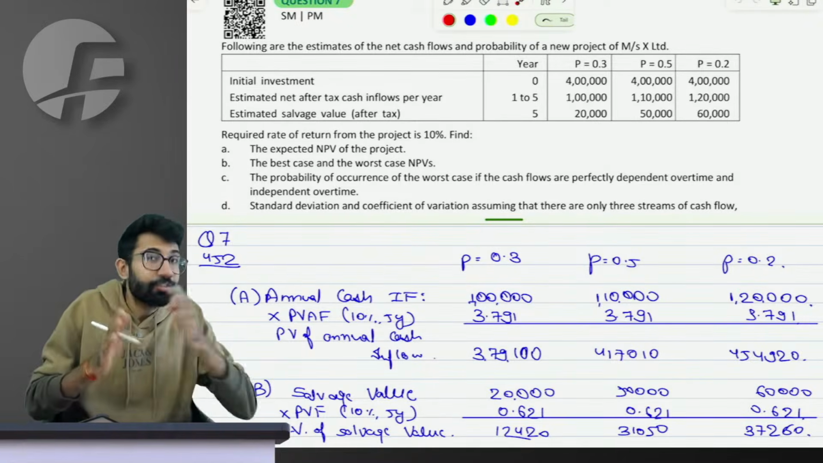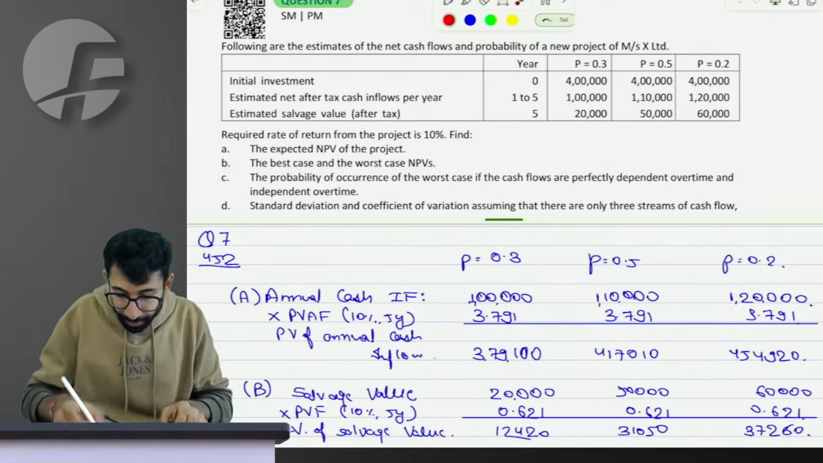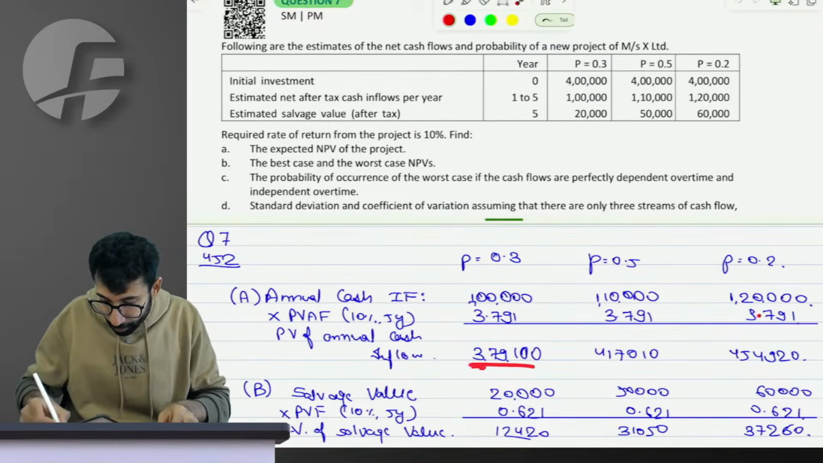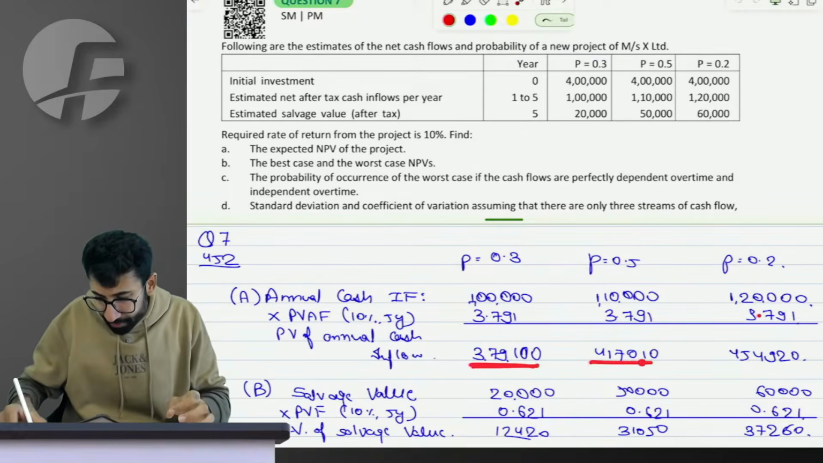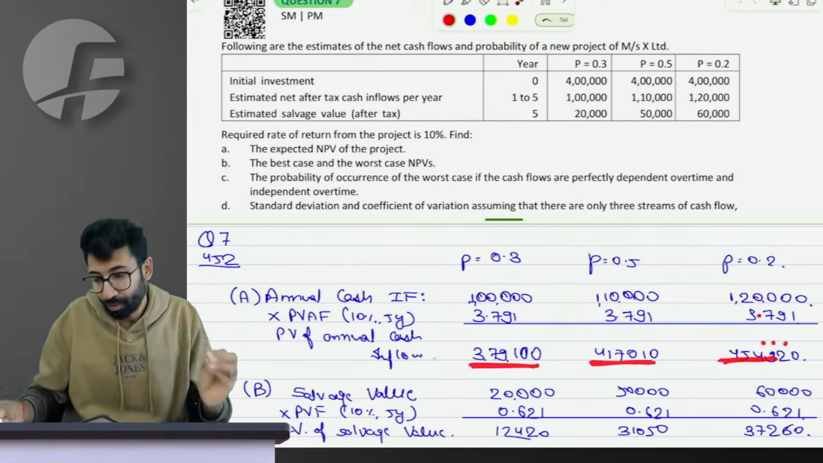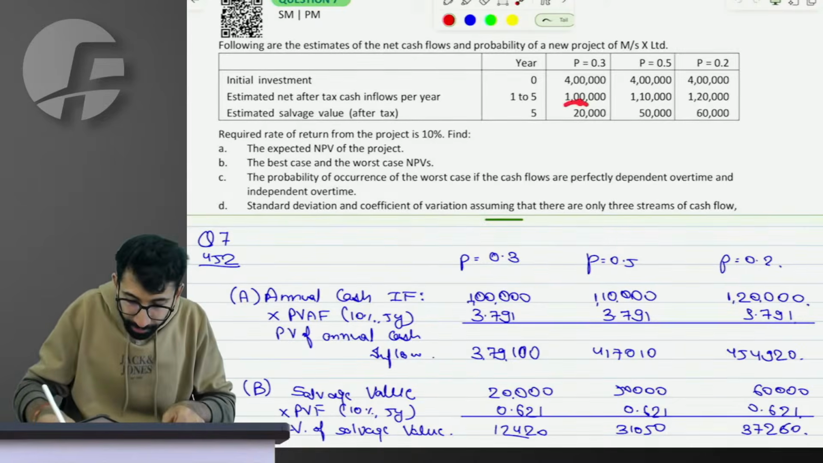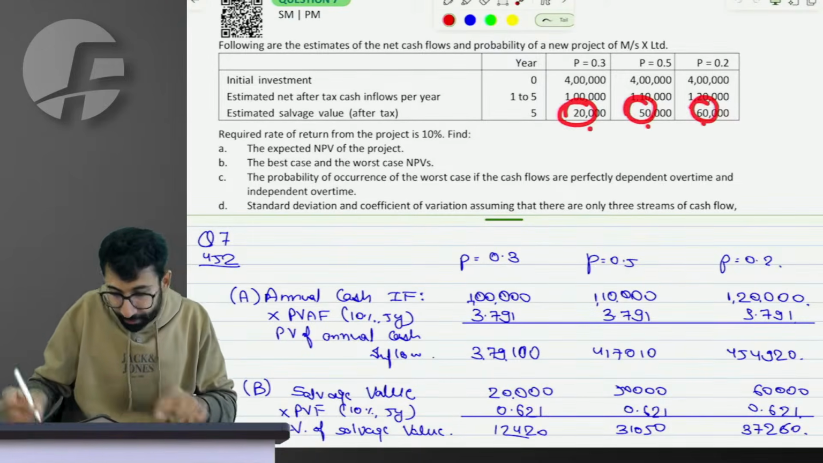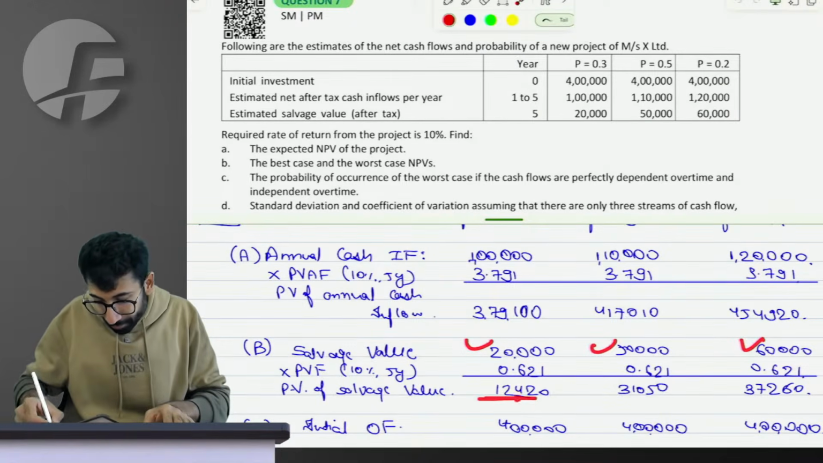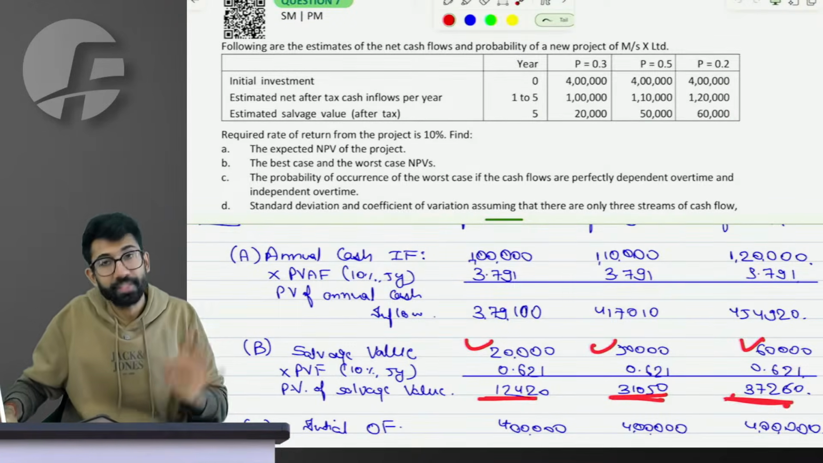Of all these future cash flows, what is the present value at the rate of 10% for 5 years? This is the factor. Present value of annual inflow is 3,79,000, 4,17,000 and 4,54,000. Simple. Similarly, the salvage value in respective case is going to be this. The present value of salvage value is going to be 12,420, 31,050 and 372.